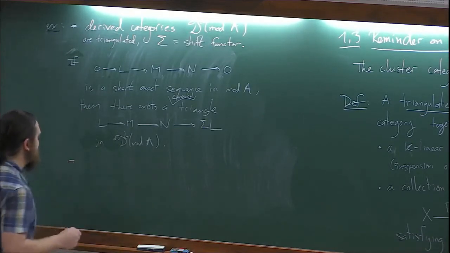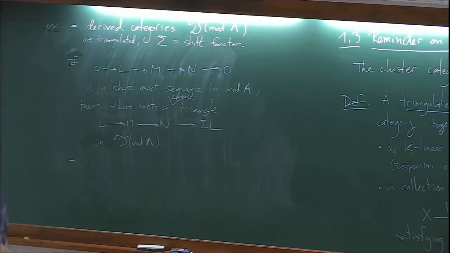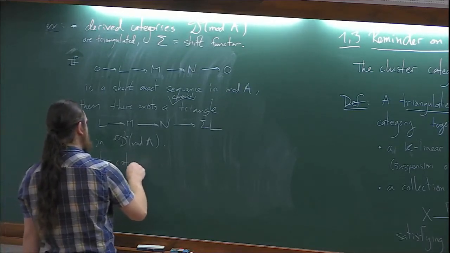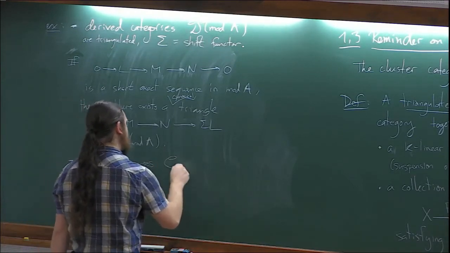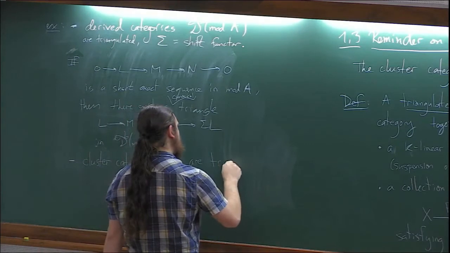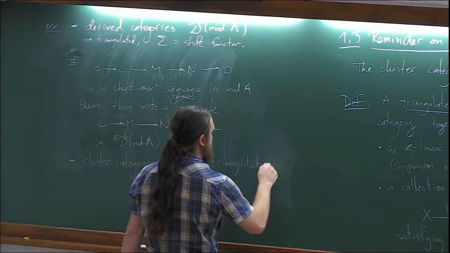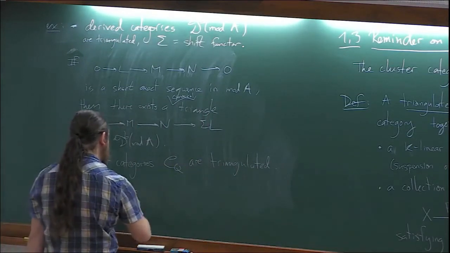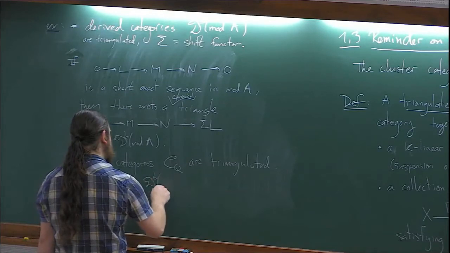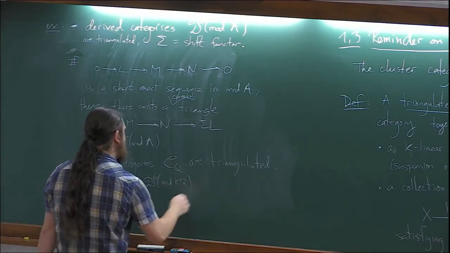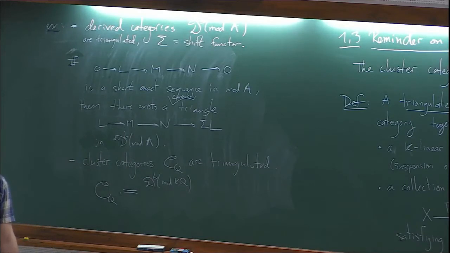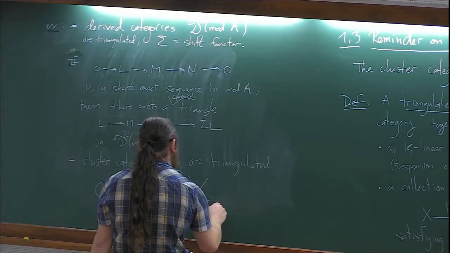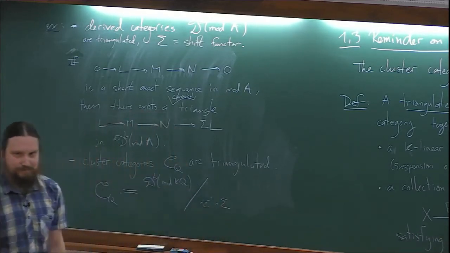Another example that we've seen, and the one which will be most important for this series of lectures, is the cluster category. Recall that the cluster category is the orbit category of the bounded derived category of the module category of the path algebra of the quiver Q, and you take the orbit category with respect to the action of tau minus 1 composed with the shift.